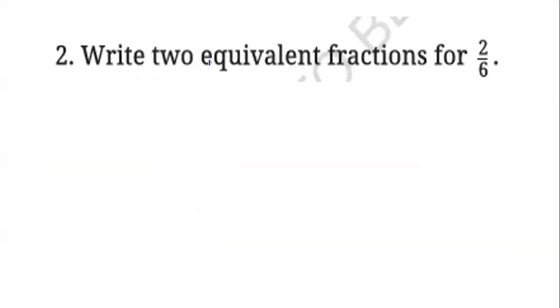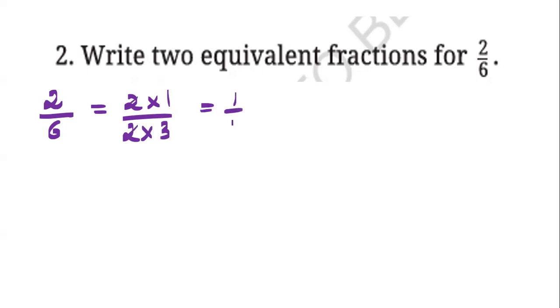Next, write two equivalent fractions for 2 by 6. One equivalent fraction is 2 into 1 by 2 into 3. This 2 gets cancelled, 1 by 3. This is one equivalent fraction.